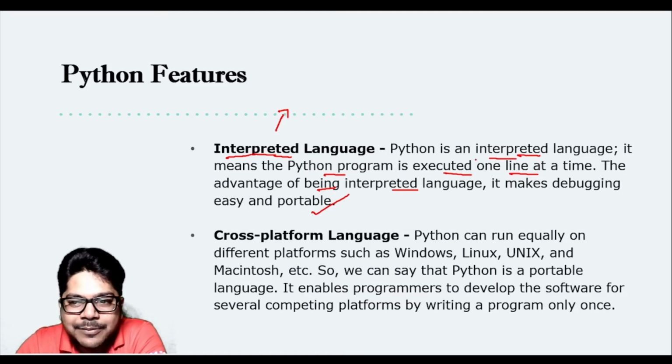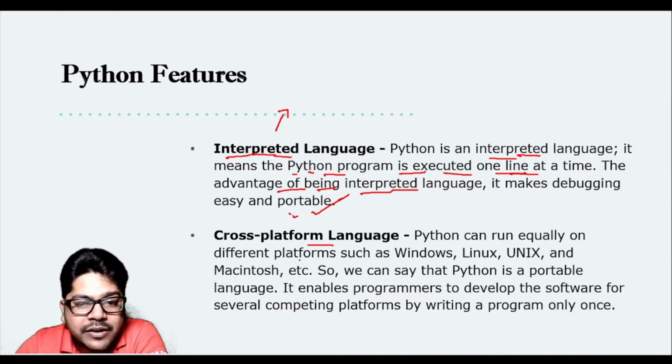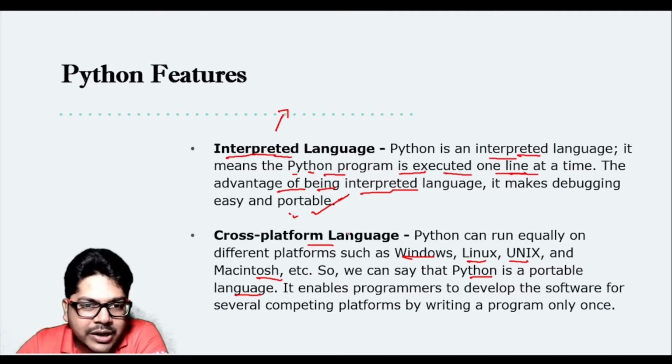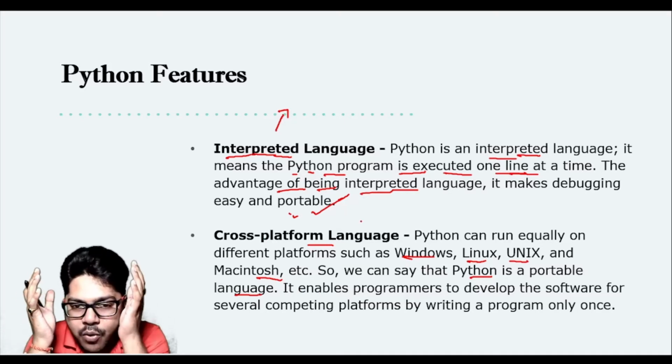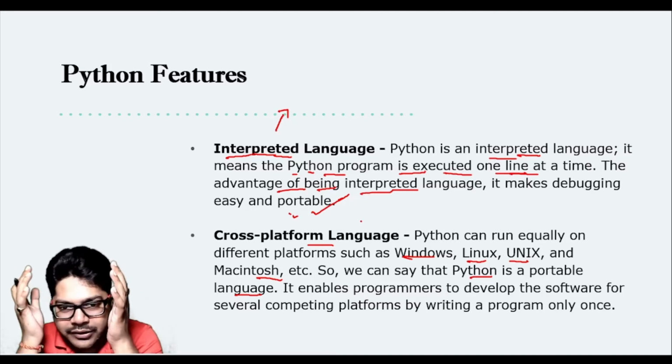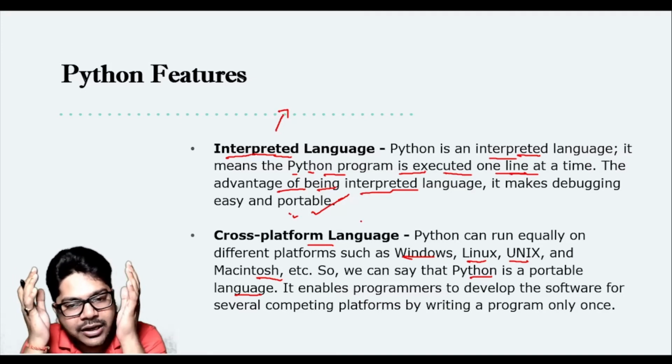So Python is an interpreted language. It means the Python program is executed one line at a time, and the advantage of being an interpreted language is that it makes debugging easy and portable. Cross-platform language: Python can run equally on different platforms such as Windows, Linux, Unix, and Macintosh. So we can say that Python is a portable language, not dependent on any particular platform. It is not like it will run only on Windows and not on Mac or Linux. It will run everywhere.